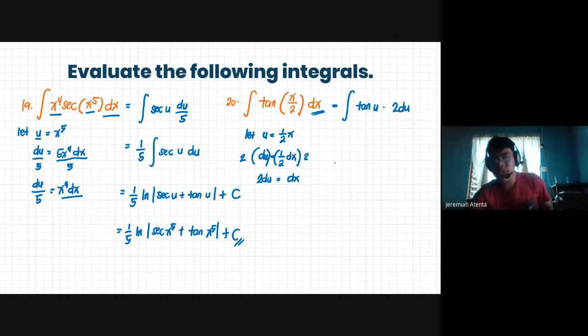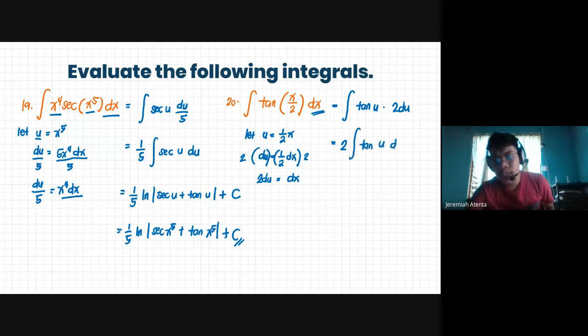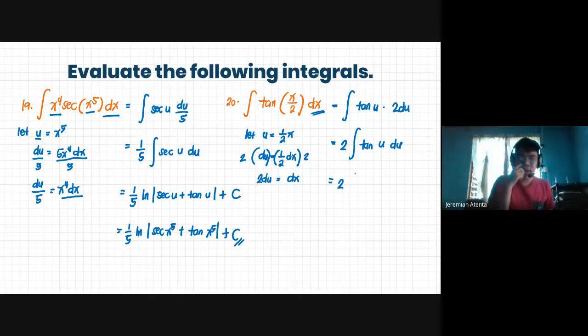Okay? Now, 2 here is a numerical coefficient, so we can put that one outside the integral sign. So, this will become 2 times the integral of tangent u du. So, there. And what is the integral of tangent u? Kindly write it down in the comment section. So, I will just copy to what is the integral of tangent u. So, what is the integral of tangent u?